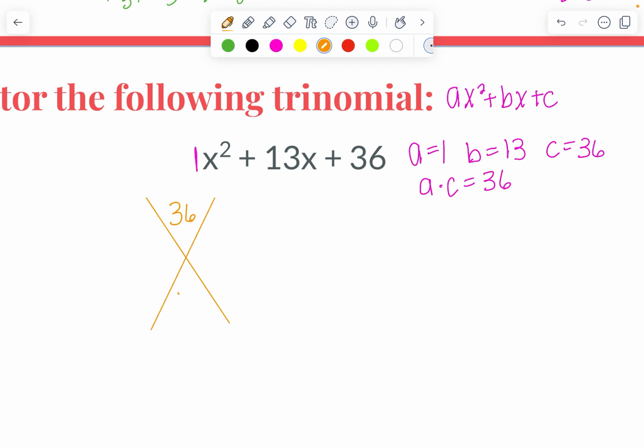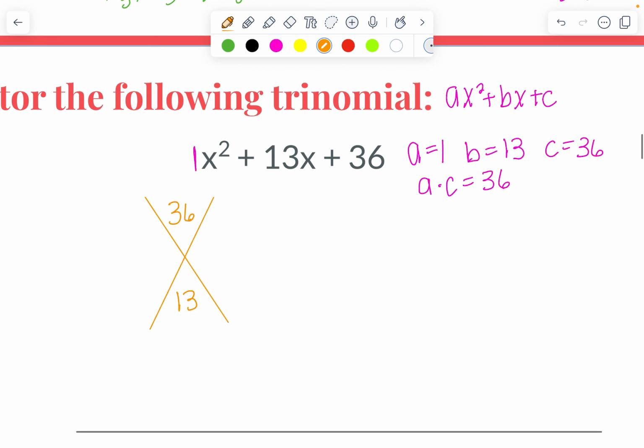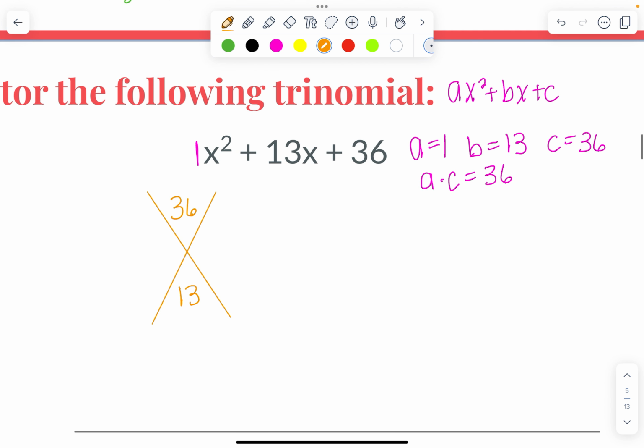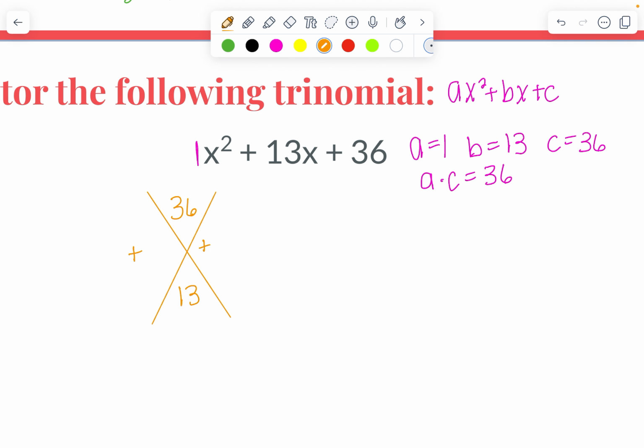B goes on the bottom, 13. And we're looking for two numbers that multiply to give us 36 and add to give us 13. We know since the top and the bottom, 36 and 13, are both positive, that the sides are both going to be positive. So let's think about how we can multiply to 36.